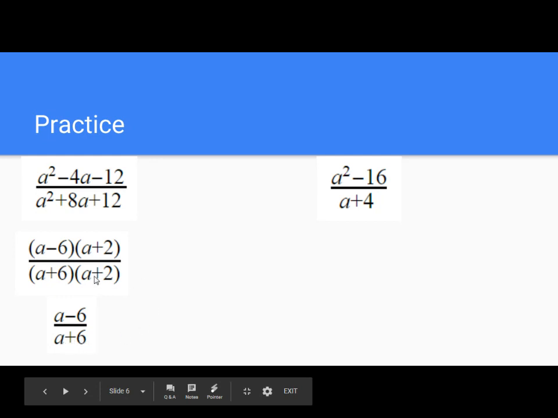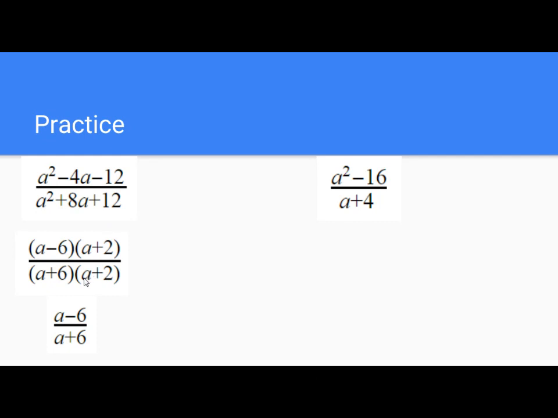But going back to that original expression here, a could not be negative 2 either. In the second expression, we could factor the numerator to a minus 4 and a plus 4. Denominator would stay the same, and we could simplify then and cancel or divide away the a plus 4 and the a plus 4, and we'd be left with a minus 4.